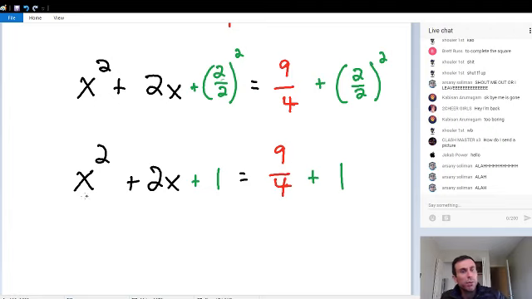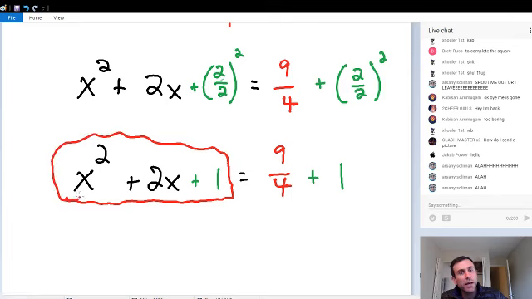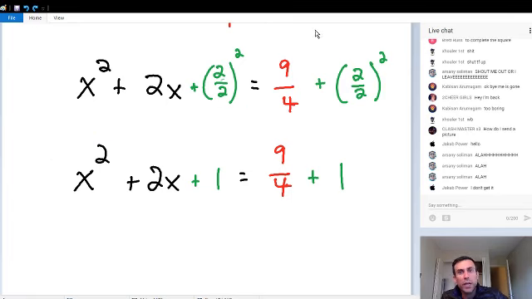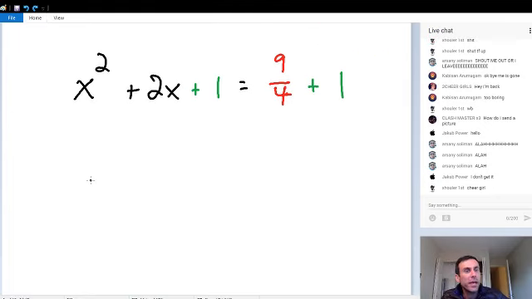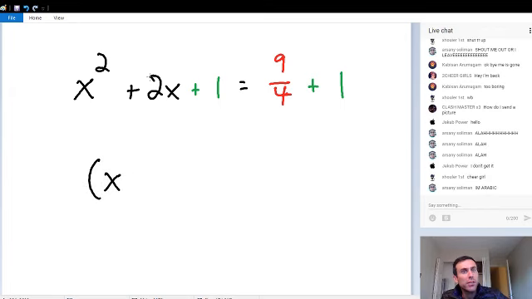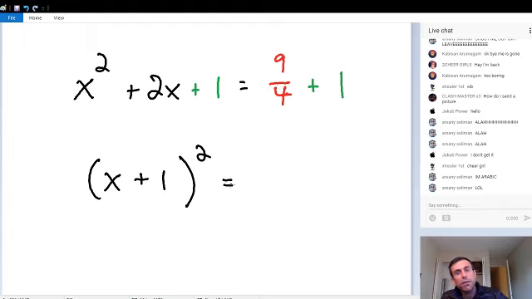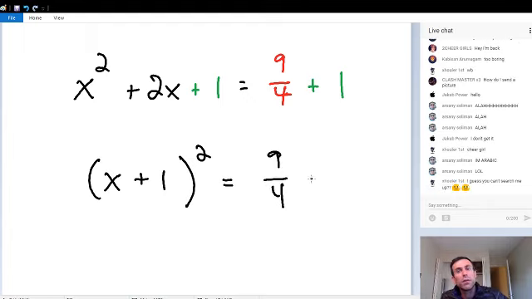Now at this point, we have created a perfect square on the left-hand side of our equation. So this is good. We're getting close to solving this. Once you create a perfect square, you know your first term is going to be x. Your second term is always half of your b. Half of positive 2 is equal to positive 1, and then we square it. And on the right-hand side, we have 9 over 4 plus 1.